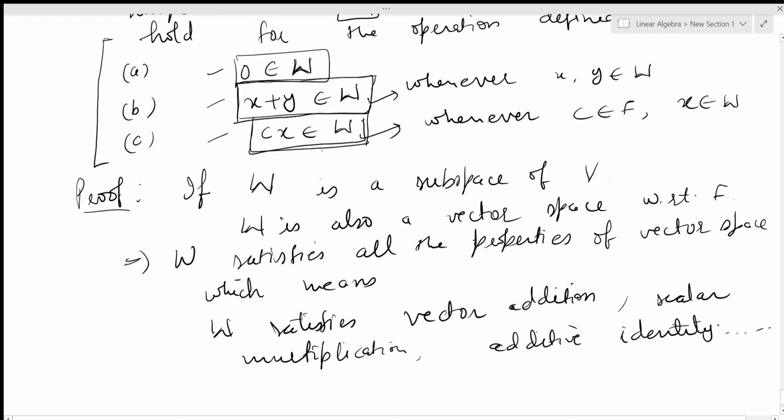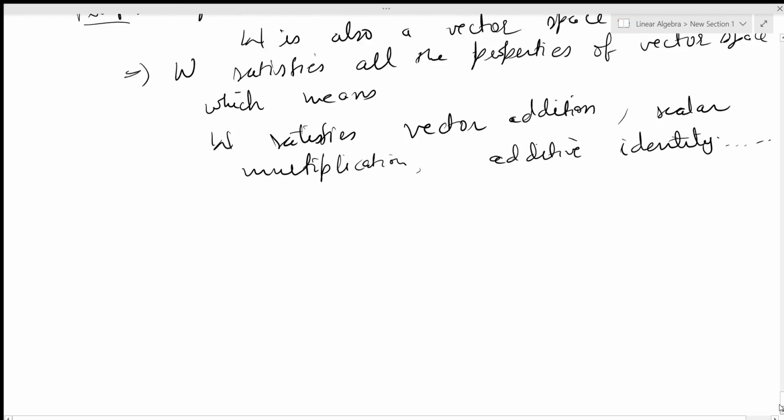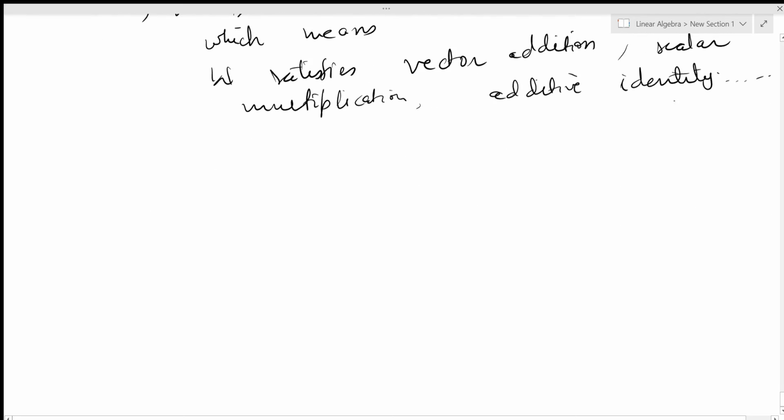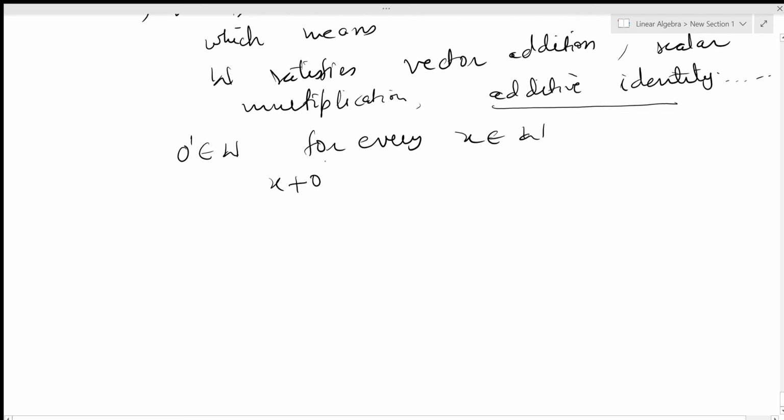Now we have to prove this A part, 0 belongs to W. As you know, W satisfies this additive identity. That means there is some 0 dash belonging to W. For every x belonging to W, we can write x plus 0 dash is x. And as we know that V is a vector space.